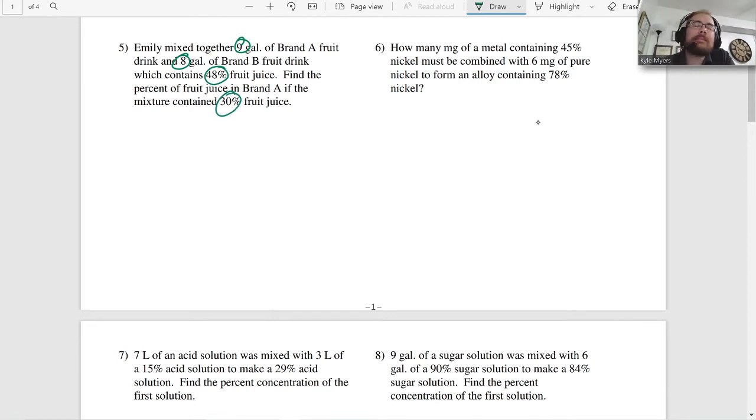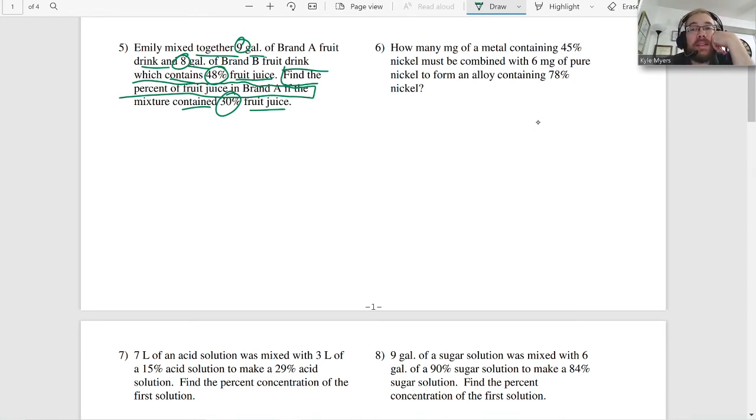There's all the numbers. Remember, the goal of the question is to put the numbers together. Context, context, context. Find the percent of fruit juice in brand A. This one looks like it's going to be a little different.